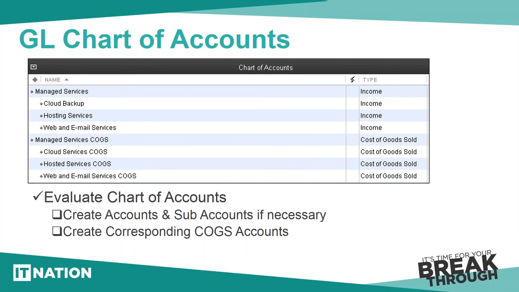From a high-level GL chart of accounts, you may have a managed service income account and then multiple sub-accounts under that main account. I have a sample here where we're showing the managed service income as well as the cost of goods sold. ConnectWise will not be transferring cost of goods sold, but it will have a mirror effect. So you want to be detailed to the point that it makes sense for your business, and then understand the impact that those 2 accounts will have on each other.